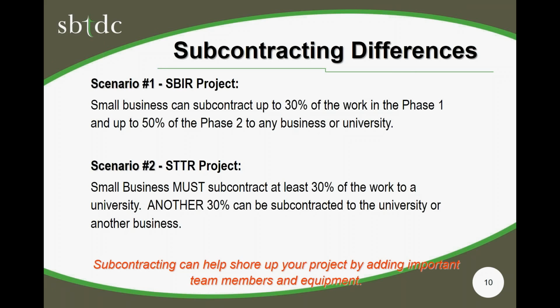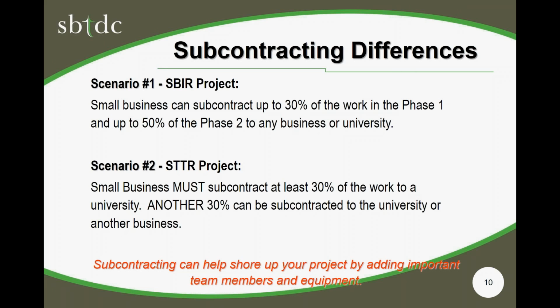In scenario two, in an STTR, the small business who's awarded the funds must subcontract at least 30% of the work to their partner university, and then another 30% can be subcontracted to any entity that you wish. And that can include the original university that you're partnering with. Okay.